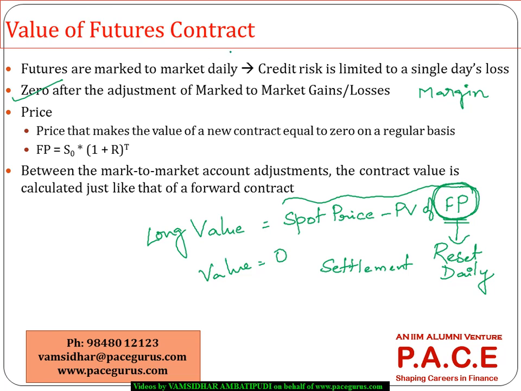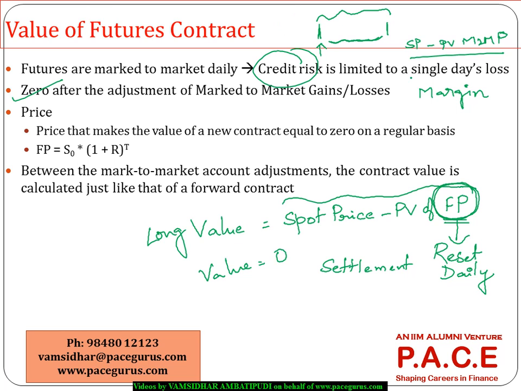Between two mark-to-markets, so today's settlement price and tomorrow's settlement, in between there is a difference, which is nothing but whatever is the spot price minus the present value of the previous mark-to-market price, rather than the futures price, the previous mark-to-market price.